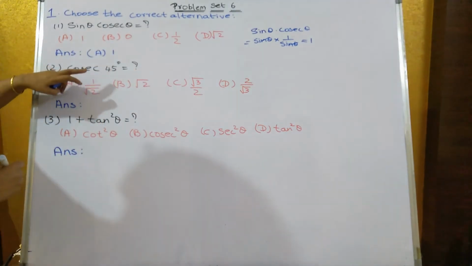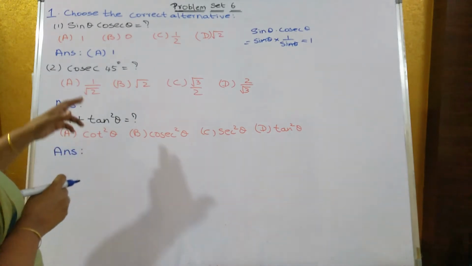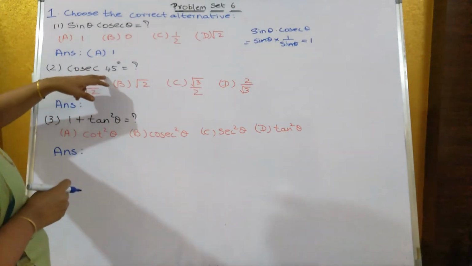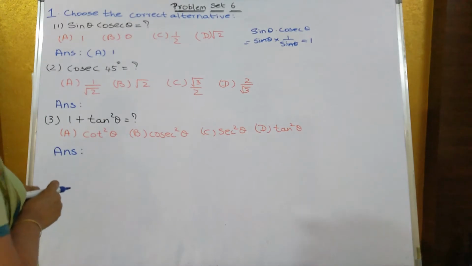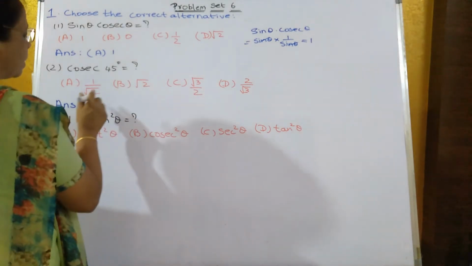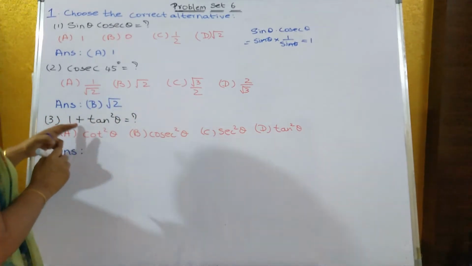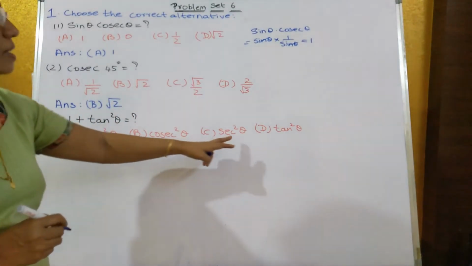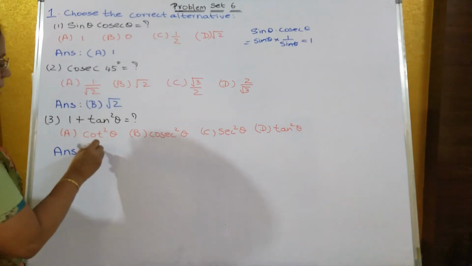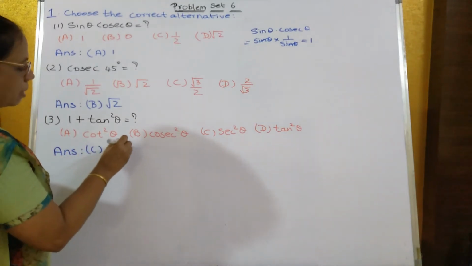Now cosec 45 degree, if you see the values of the trigonometric ratios from the table, you will get that cosec 45 degree is equal to root 2, that is B, root 2. Now 1 plus tan square theta is equal to what? Sec square theta. So C is the correct answer, that is sec square theta.